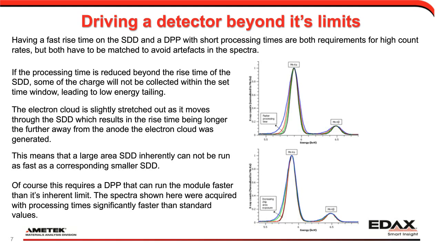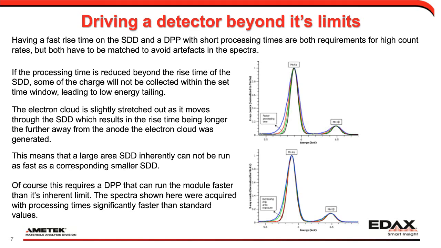there's no change in the detector size. What I'm doing in the top one to introduce the tailing is simply run a given device faster and faster. So changing the processing time beyond the limit of the device. So we can see when my digital pulse processor runs faster than what the rise time of the device is capable of doing, we introduce tailing.